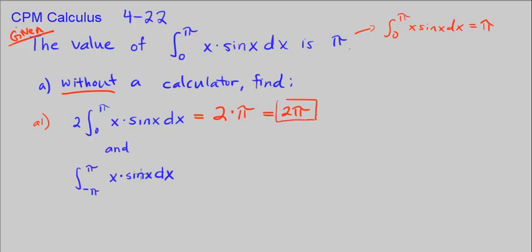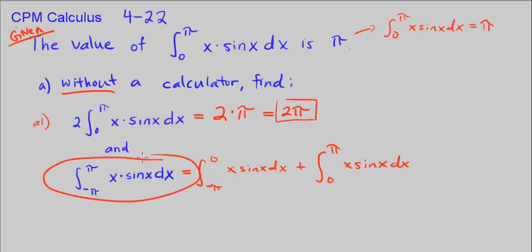For part B, this one might be a little trickier just at the beginning. We're asked, what's the integral from negative pi to pi of x sine x dx? So what you have to remember here is we can split these up. We can split the region from negative pi to pi and just add the regions separately. So we can say from negative pi to 0 of x sine x dx plus 0 to pi of x sine x dx. We can split this up because this is equal to just looking at the region from negative pi to pi.